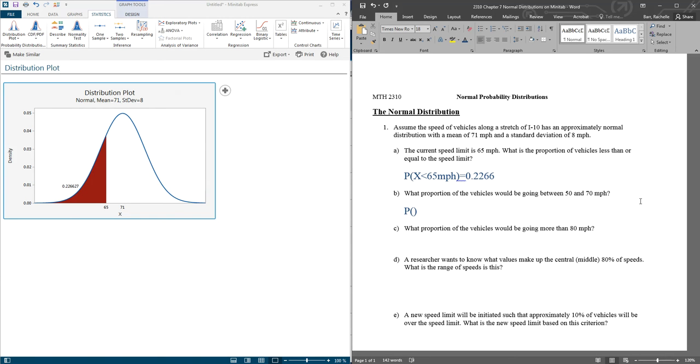So, we're going to look at B, and that's going to be what proportion of vehicles travel between 50 and 70 miles per hour. If you have a hard time reading these compound inequalities like this, you can always start by reading just part of it.